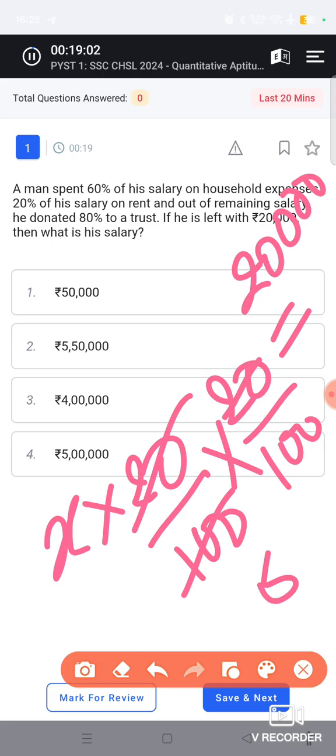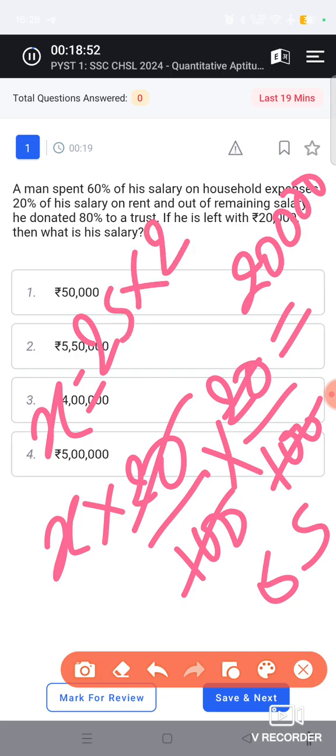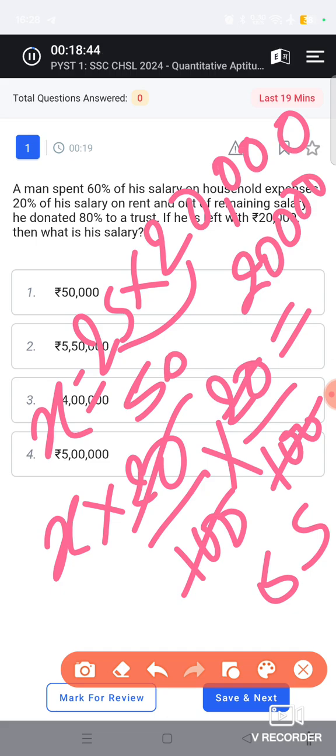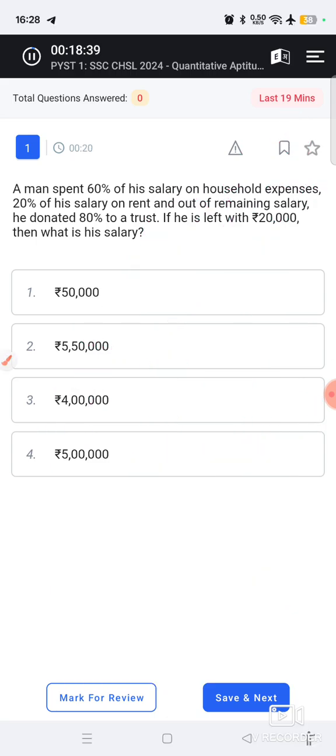5 and 25, it means x is equal to 25 into 20000, it means 50. 50 and 40.